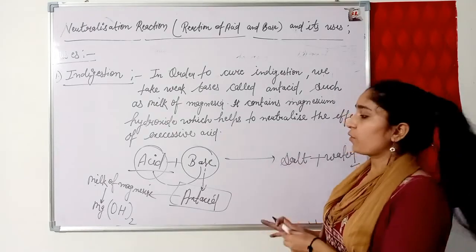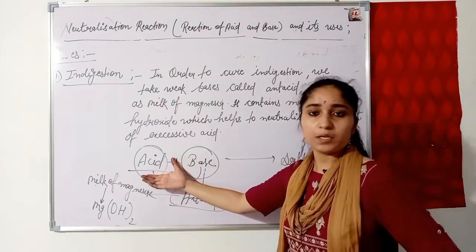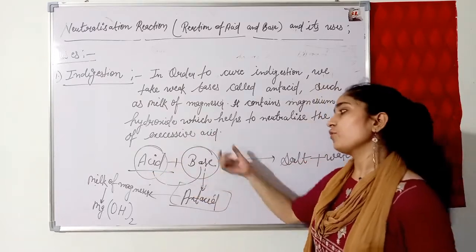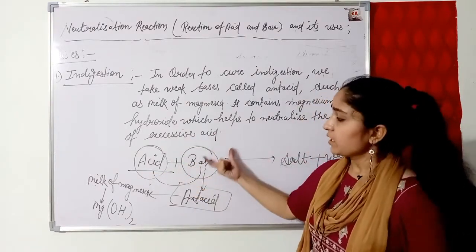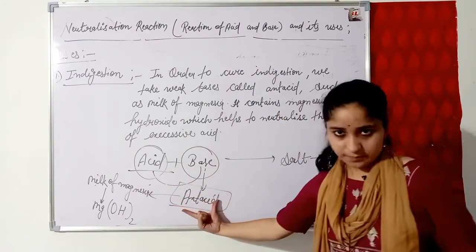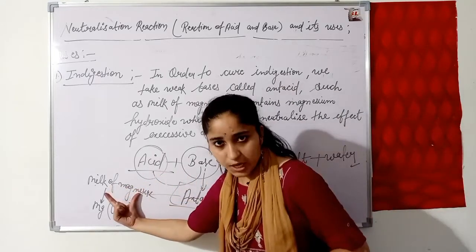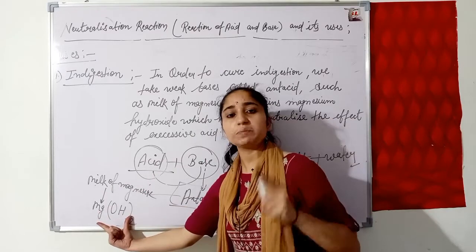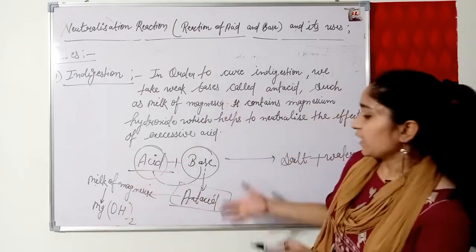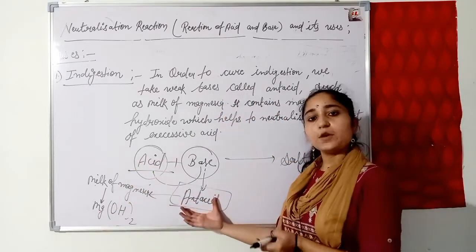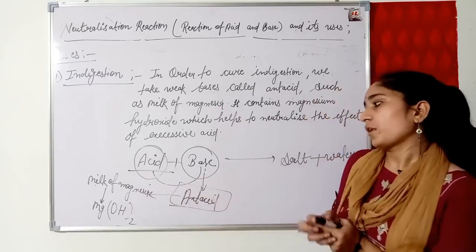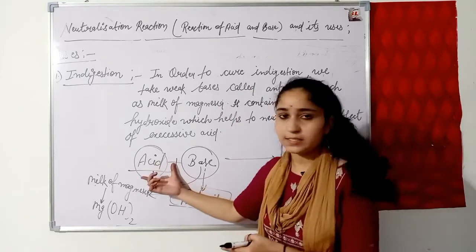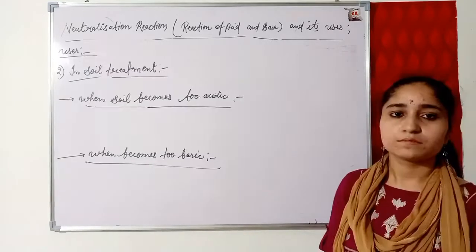relief from the acidity problem in our stomach by the reaction of acid and base, and antacid tablets contain milk of magnesia, and in milk of magnesia the base magnesium hydroxide is present. So by taking a tablet of antacid, we can get relief from the acidity problem in our stomach.